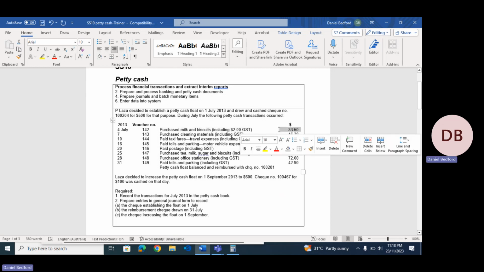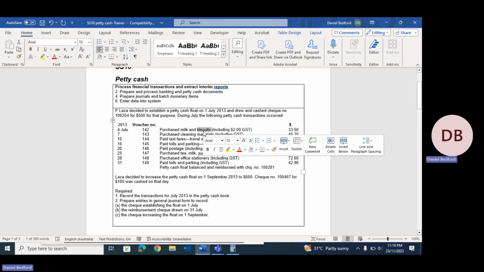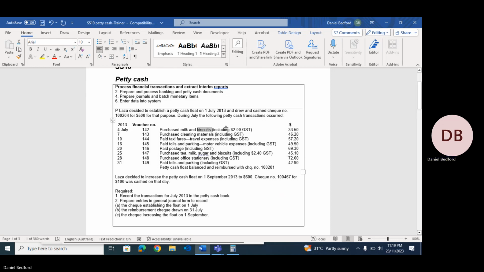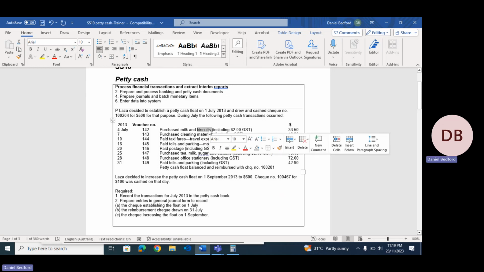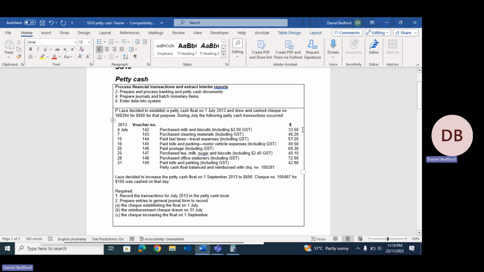So $33.50. Now, for those that are a little sharp-eyed with GST, you would have quickly seen that that is not 10% of this number. And that's because the biscuits have the GST, not the milk. Remember, we have GST-free products, which are generally raw produce, raw fruit, vegetables, your basic foods. But biscuits is not a basic. Biscuits is something that's been made and it's like a sweet. So that has GST. Which means they spent a lot on biscuits. Okay. Besides that, let's get that number in there. So $33.50.